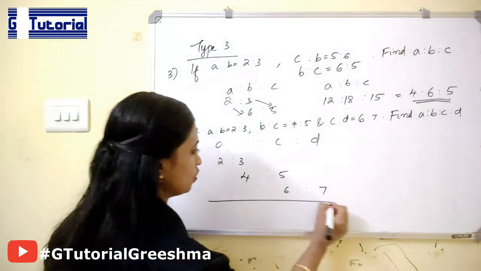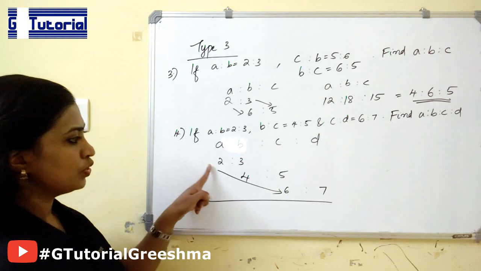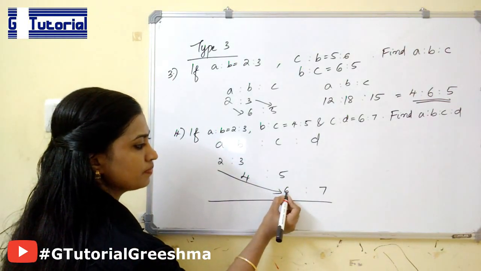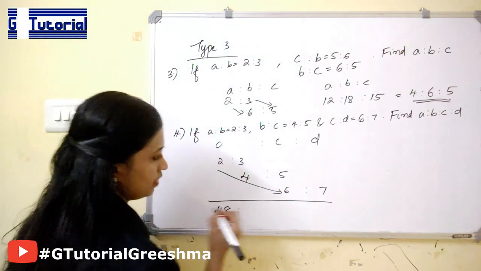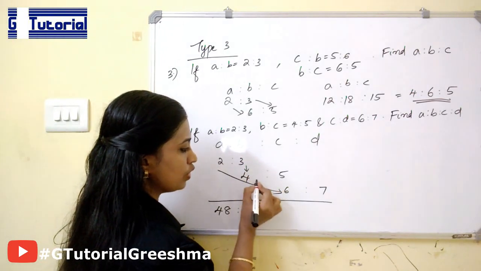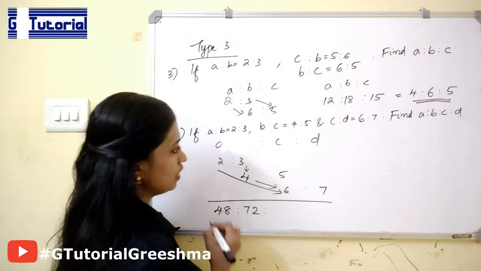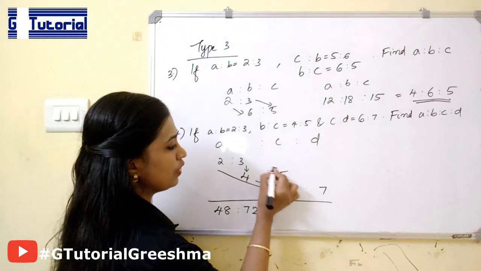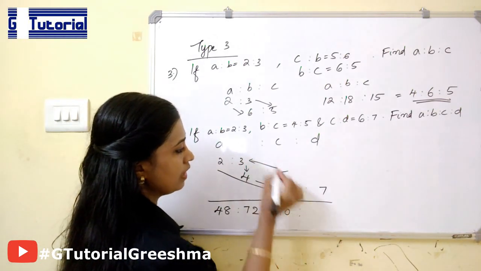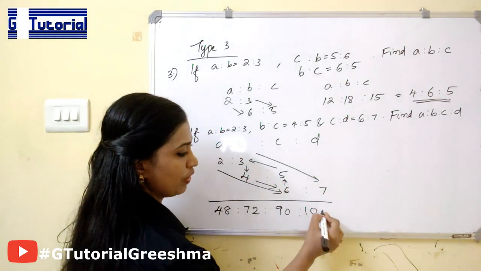So the combined ratio is: A is 2 into 4 into 6. 2 4s are 8, 8 6s are 48. Next, B is 3 into 4 into 6. 3 4s are 12, 12 6s are 72. C is 6 into 5 into 3. 6 5s are 30, 30 3s are 90. Then D is 3 into 5 into 7. 5 3s are 15, 15 7s are 105.